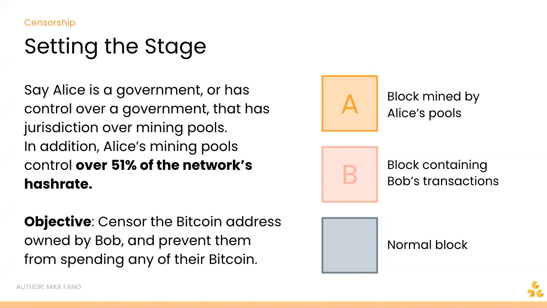So just setting the stage, let's say we have Alice and then we have Bob. In this case, Alice is going to have 51% of the network's hash rate. In the real world, this is pretty unlikely because 51% of a network's hash rate, unless it's an incredibly small network, is pretty difficult to obtain. But for this, we're just going to say Alice has 51% of the hash rate.